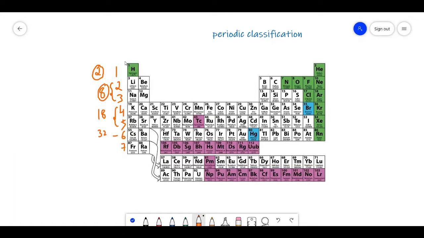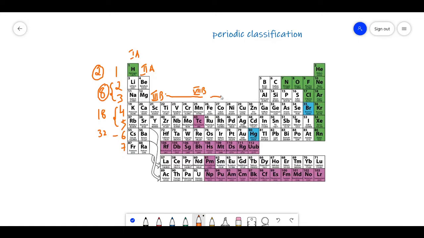Also remember one more thing. Sometimes in the options they will ask in Roman numerals. So the group number: this is 1A, this is 2A, this is 3B, and this is 4B. Up to here, manganese is 3, 4, 5, 6, 7, so this is 7B.